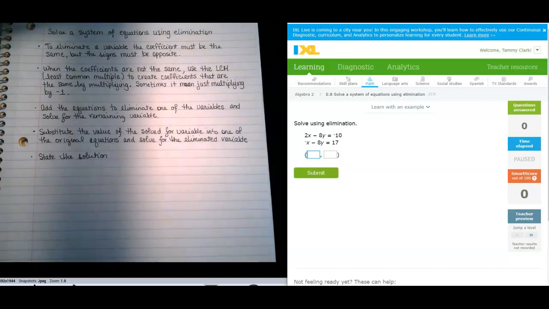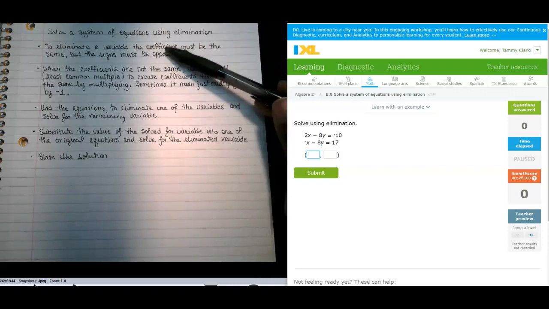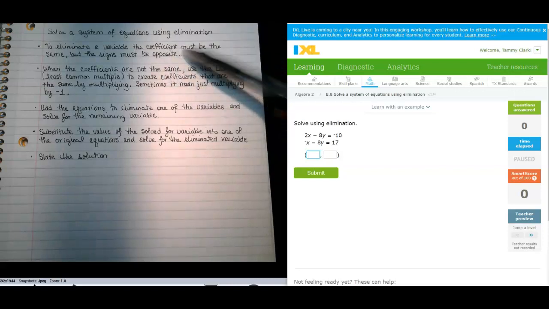We're going to be solving systems of equations using elimination. A couple of hints. To eliminate a variable, the coefficient must be the same, but the signs must be opposite. That's why this is called using elimination to solve a system, because you will be eliminating a variable.